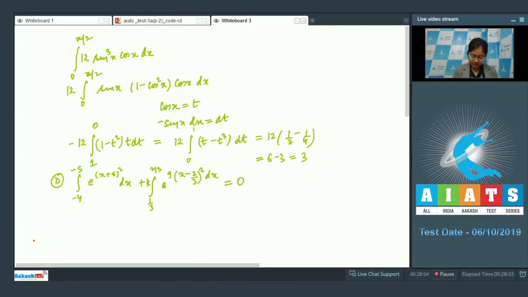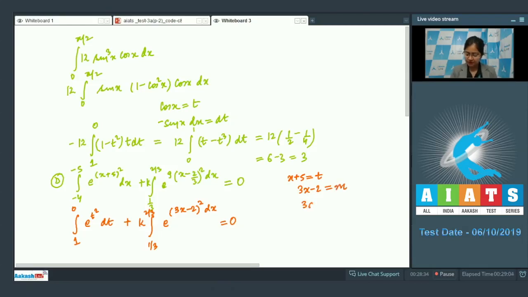To solve the first integral, let's put x plus 5 equal to t. So when x is minus 4, then t is 1, and here it will be 0. So the integral will be e raised to the power t square dt, plus k times the integral from 1 by 3 to 2 by 3 of e raised to the power (3x minus 2) whole square into dx equal to 0. So putting 3x minus 2 equal to m, we have 3 into dx equal to dm.